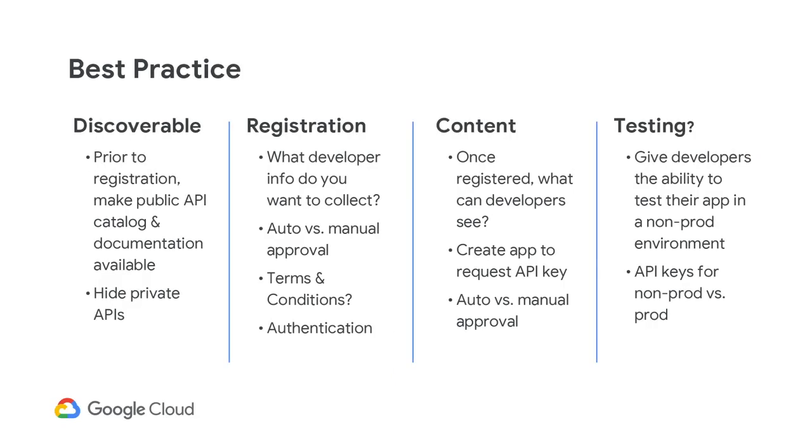I will leave you with a few best practice tips. Make your API catalog discoverable. Make registration on your developer portal frictionless. Ensure that your content is engaging and up to date. And finally, give your developers the ability to engage with you by enabling them to test their application. This will ensure quality rollout for everyone.